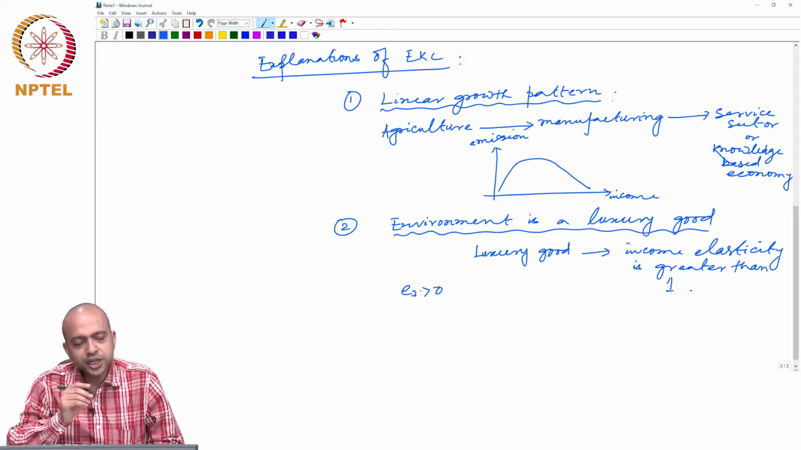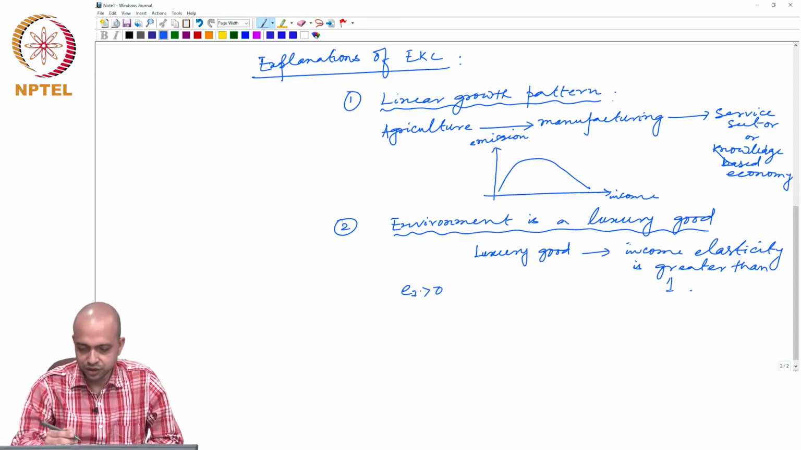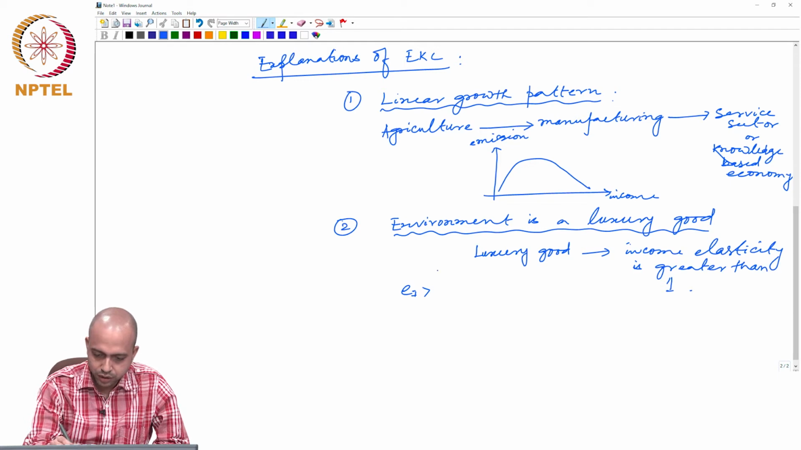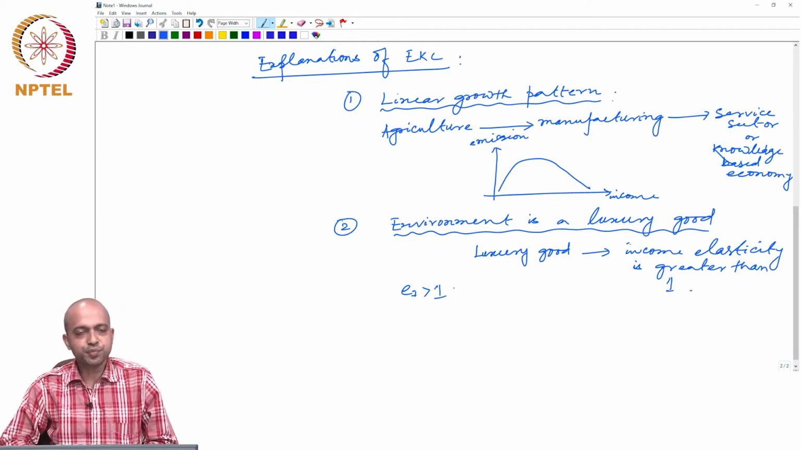Now, what is the implication of EI being greater than 1? That means as income increases, people start spending more than proportionately on environmental goods and services. That is the implication. Then how does it explain the EKC, the environmental Kuznets curve?